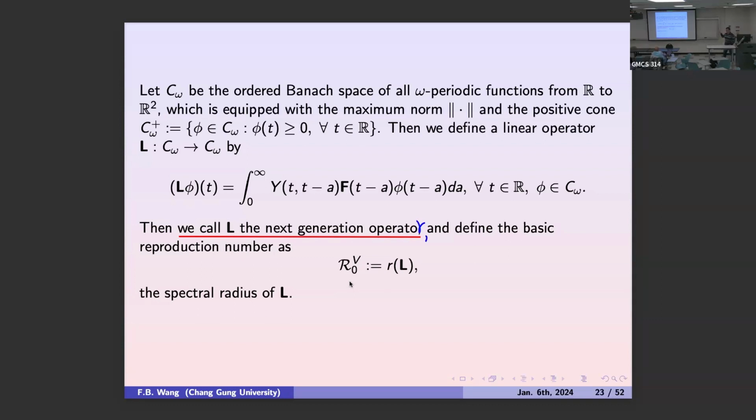Okay, I'm not going to show the details, but here we cannot find the reproduction number by hand because it's periodic, it's an operator. But we can calculate the reproduction number numerically.